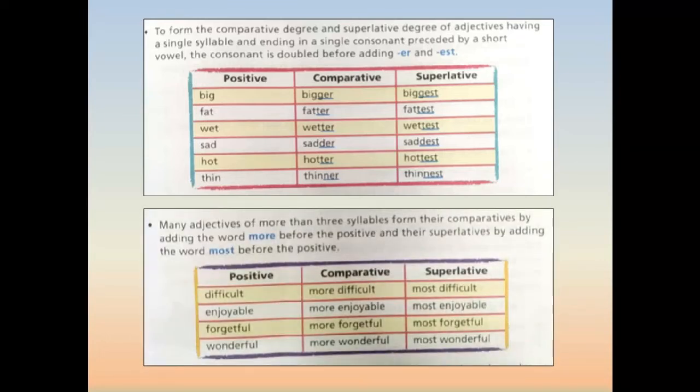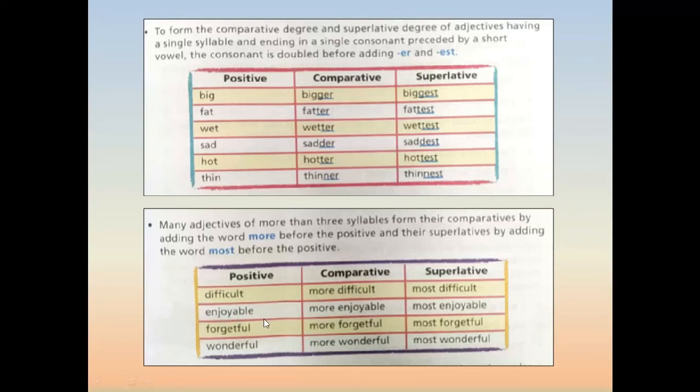Many adjectives of more than 3 syllables form their comparatives by adding the word more before the positive, and the superlatives by adding the word most before the positive. Now, in some words which have more than 3 syllables, I told you what a syllable is. A syllable is a unit of pronunciation. Let's see the examples here. Difficult. See, dif-fi-cult, 3 syllables are here.